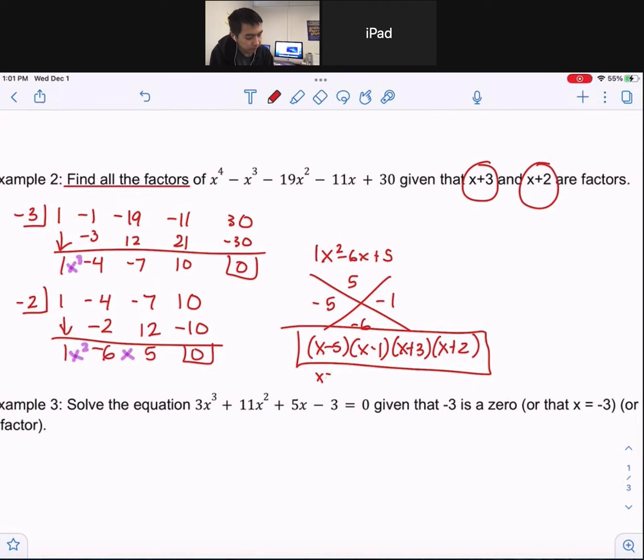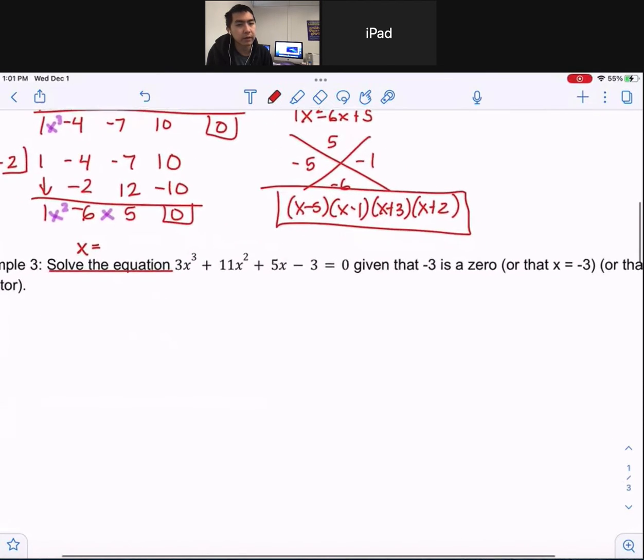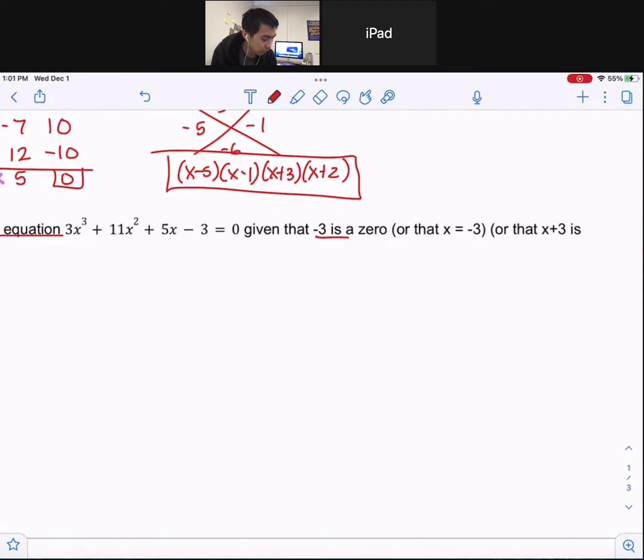So, in the next problem, do you see where it says to solve the equation? Anytime you find the zeros, find your roots, or solve the equation, your final answer better be x equals something or some things. So in this problem, it says solve the equation. We have that polynomial, given that all of these are related to one another.